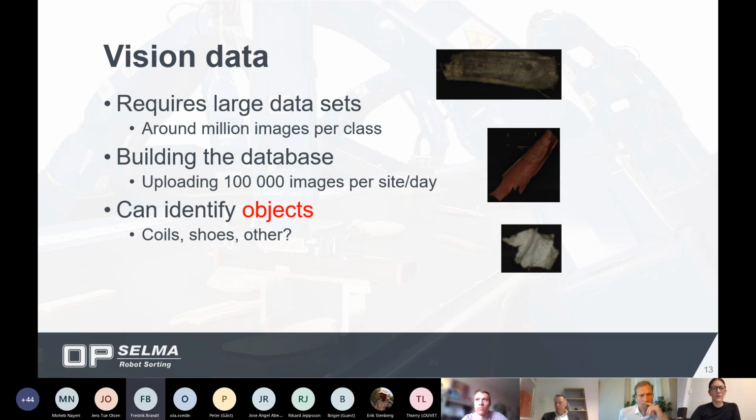And how do we build this database? Erik touched upon it a little bit, but each day we upload around 100,000 images just like this to our servers. We can see directly what has gone well, what has gone wrong, and whether there has been any change due to weather conditions, temperatures, and other things. These classifications can be very sensitive from time to time.